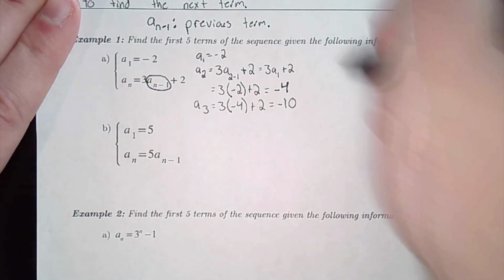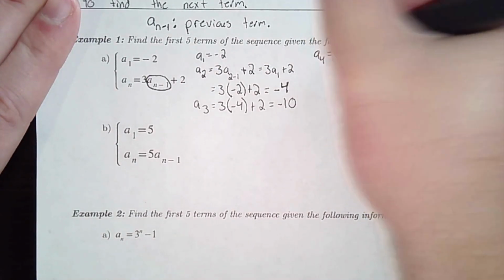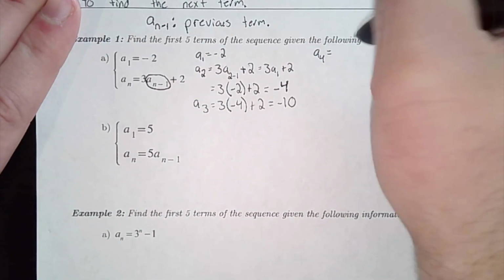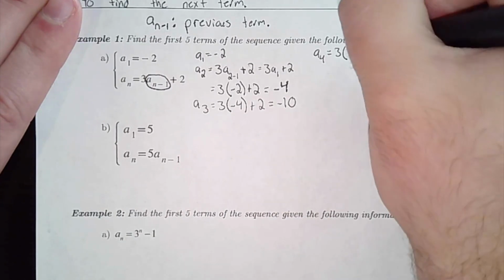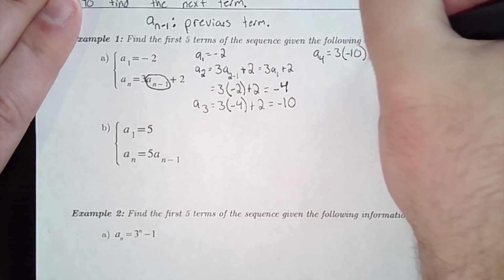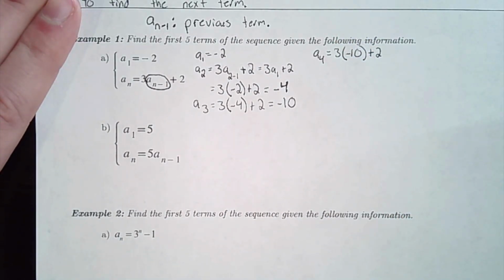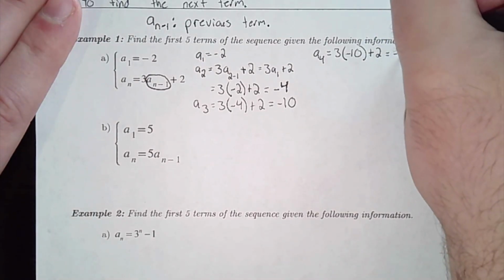And I keep going. I need to find the first 5, so I need to find a sub 4 and a sub 5 yet. Well, a sub 4 is going to be 3 times the term previous to it, which is a sub 3, which was negative 10. And then I'm going to add in my 2. Well, 3 times a negative 10 is negative 30, plus 2 is going to give me a negative 28.